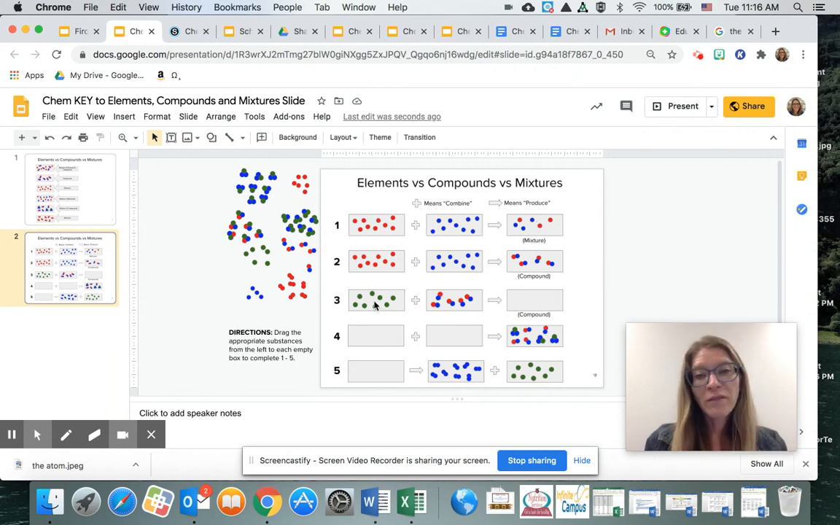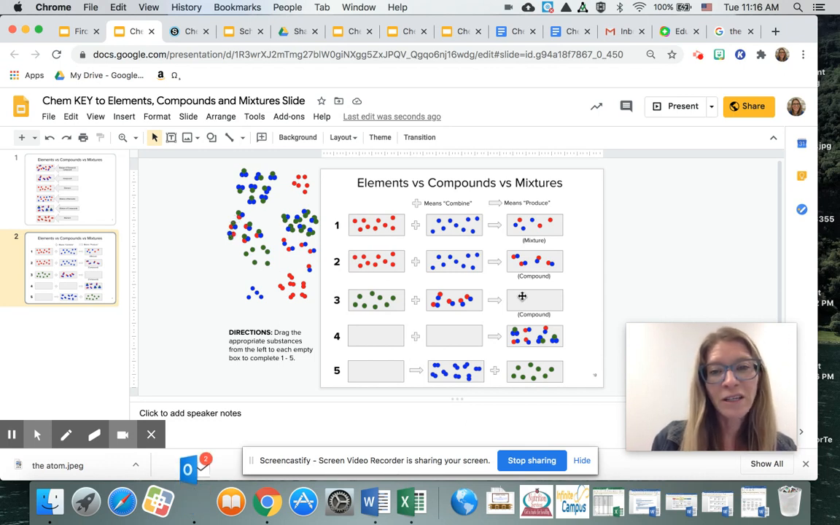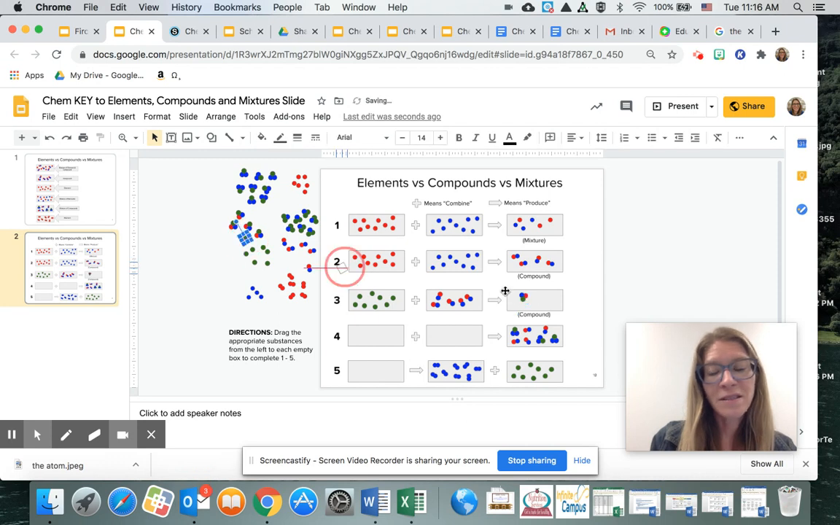All right, number 3, you have an element that you are reacting with a compound. We are forming another compound. So they are going to be all 3 chemically combined. So this picture here would represent the compound that would form from those two elements reacting together.